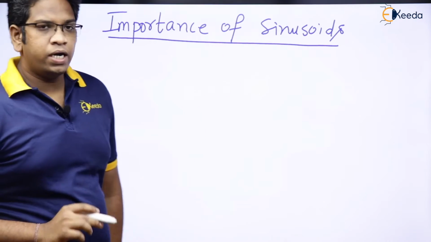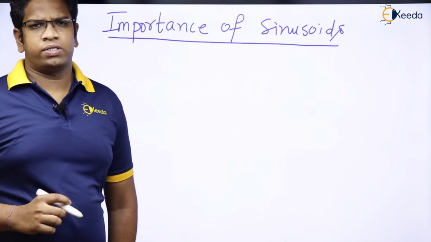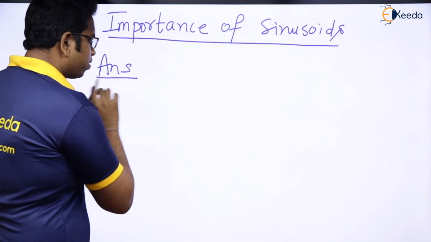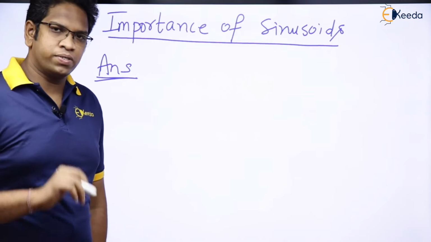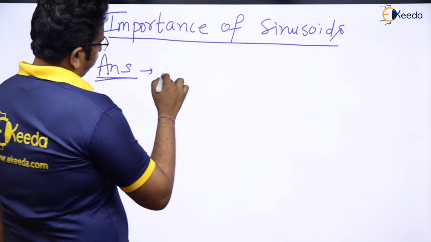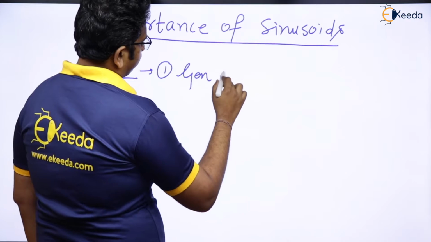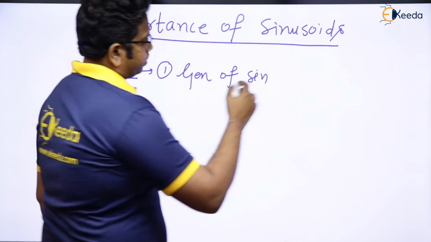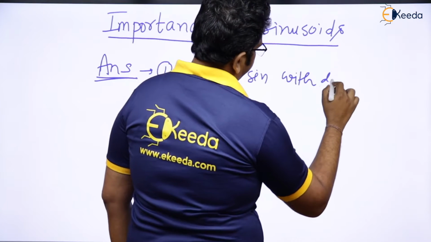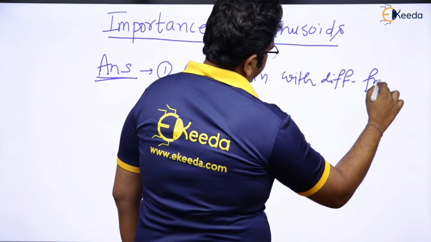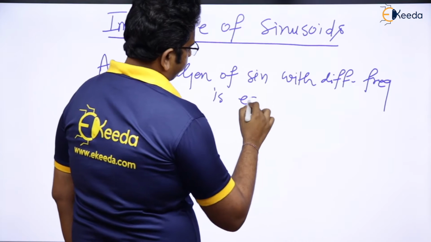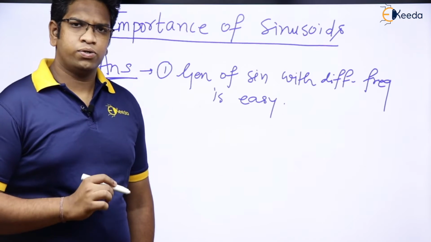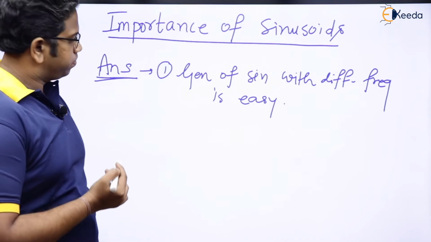Now see here, let us understand why we love sinusoids. Why we love sinusoids means, for example, the answers people give. Many people have different answers. Some people say that, sir, yes, generation of sinusoid with different frequencies is easy. Is it so easy? Let us see.